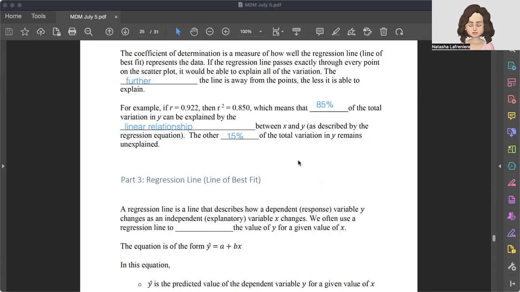So hopefully that makes sense. Your correlation coefficient just tells you if it's strong, weak, moderate, positive, negative, as we've seen before. And then your coefficient of determination, which is R squared, is going to tell you how good your prediction is going to be. That's the conclusion of those two first parts.